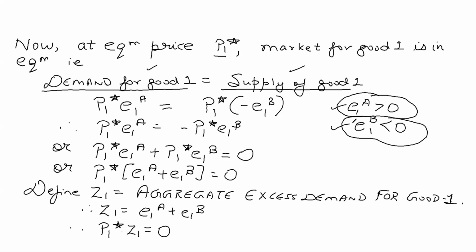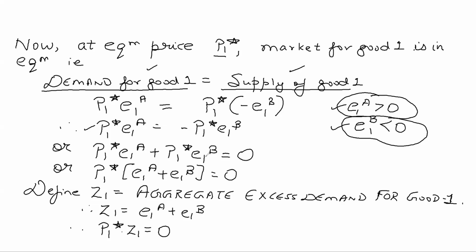So if agent A is a net buyer or a net demander of good one, then who has to supply that to agent A? Agent B. So if E1A is positive, then E1B is negative. So I can write P1 star into E1A is equal to minus P1 star into E1B. So I can take everything to the left hand side. P1 star into E1A plus P1 star into E1B is equal to 0. I can take P1 star common. Inside the brackets, I have E1A plus E1B. So P1 star into E1A plus E1B is equal to 0.